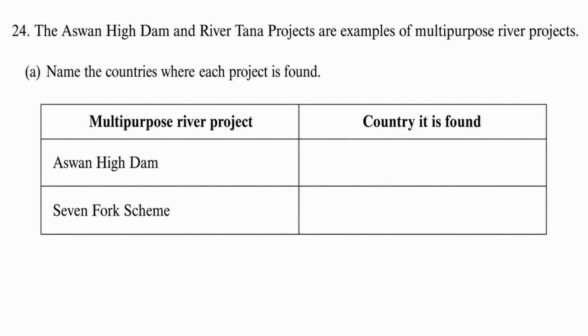Then question 24. The Aswan High Dam and River Tana projects are examples of multipurpose river projects. Then A, name the countries where each project is found. Now, the Aswan High Dam, where do we find it? This is very easy. The Aswan High Dam is found in Egypt, and the Seven Forks Scheme is found in Kenya. The Seven Forks Scheme, that one you should never forget, it is found in Kenya. Aswan High Dam in Egypt.